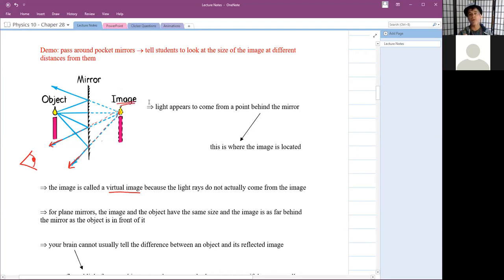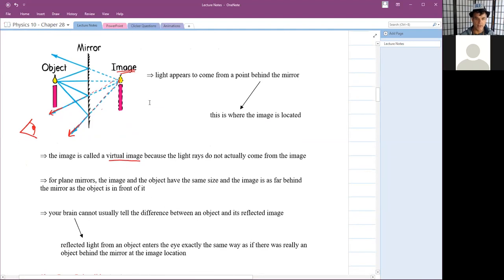This is where your brain sees the image. Kind of cool. In a sense, a virtual image only exists in your brain. You could never actually project that image onto a piece of paper and get a clear image. So, plane mirrors, a couple things about them.